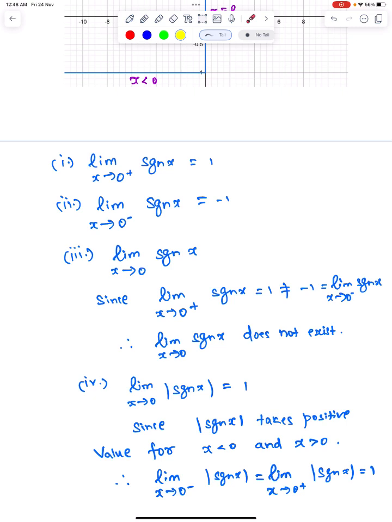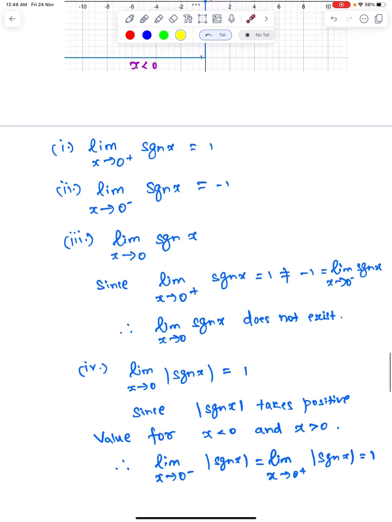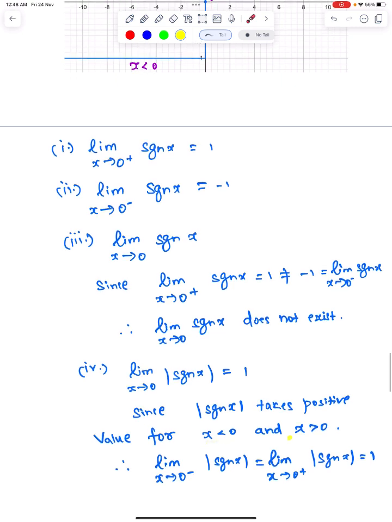So here, whenever you take the absolute value of the signum function, when you substitute values for x which are less than 0 and greater than 0, whether we approach 0 from the left hand side or from the right hand side, the absolute value is always going to give you a positive value. That means whenever you put a negative value, it becomes positive. When you put a positive value, it stays positive.